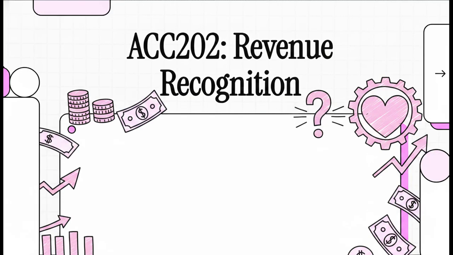Okay, let's dive into this week's study session for ACC 202, where we're tackling the notoriously tricky beast of revenue recognition. Look, if you've been staring at the textbook and scratching your head, trust me, you are absolutely not alone. Revenue is literally the lifeblood of any business, and figuring out exactly how to measure it is, without a doubt, one of the most critical topics you're going to face this entire semester.